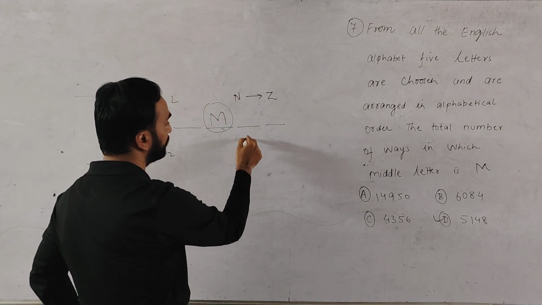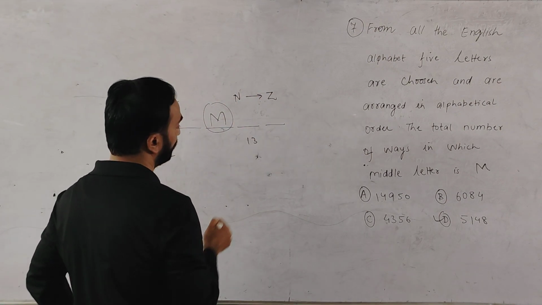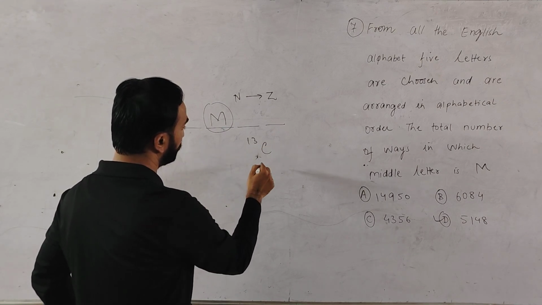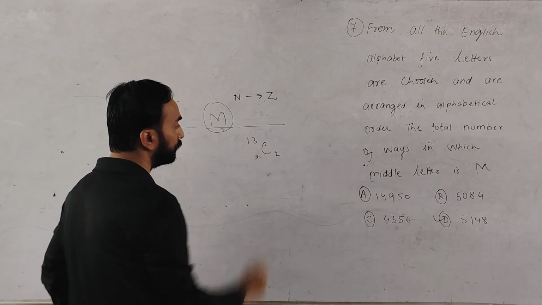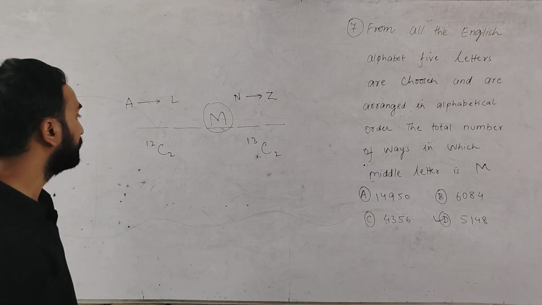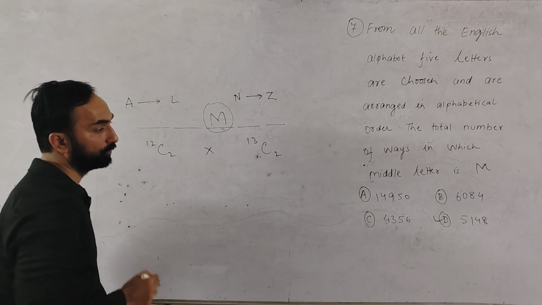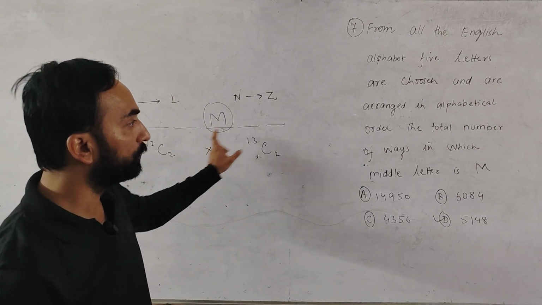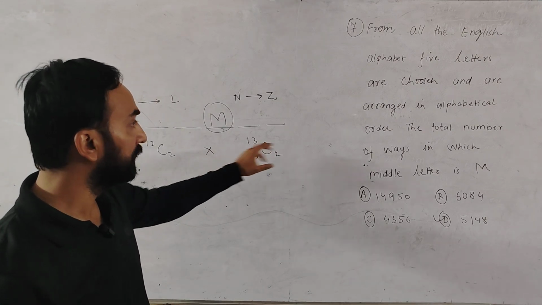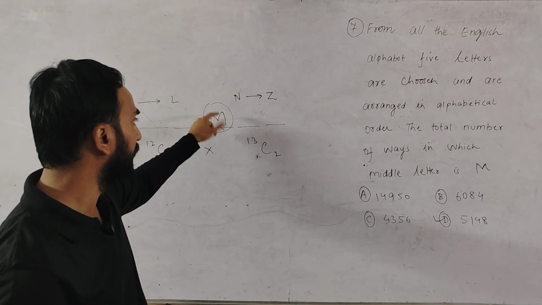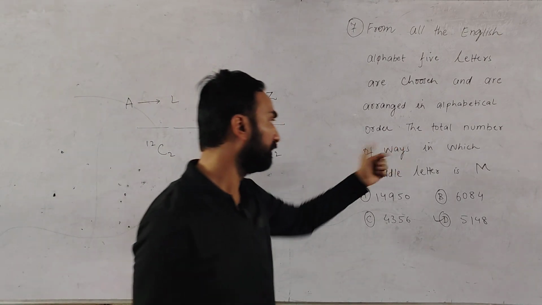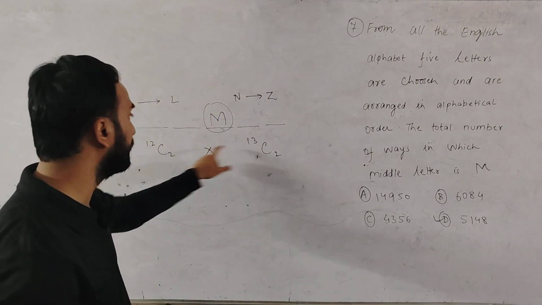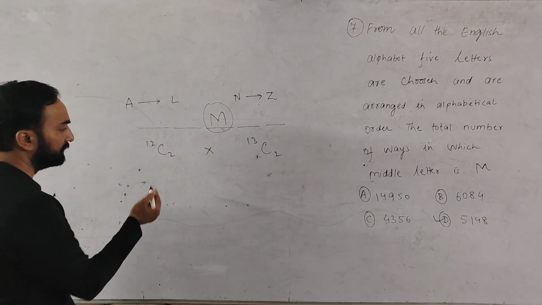So N to Z is I think 13 alphabets. So 13 letters we are choosing, out of 13 letters we are choosing 2. So this will be 12C2 multiplied by 13C2, right? So 12C2, the total number of ways, because there is no choice here, M is the middle one. So the total number of ways will be 12C2 into 13C2, and the rest is only solving.